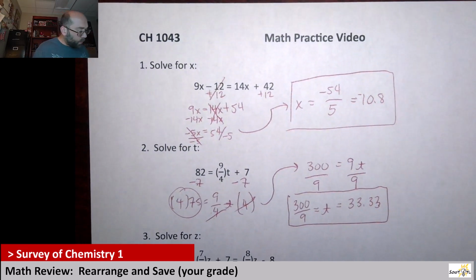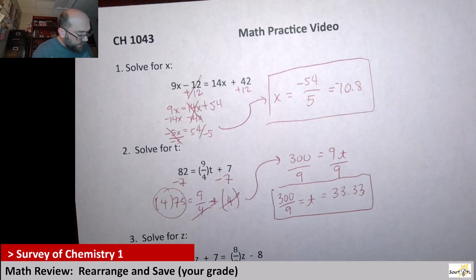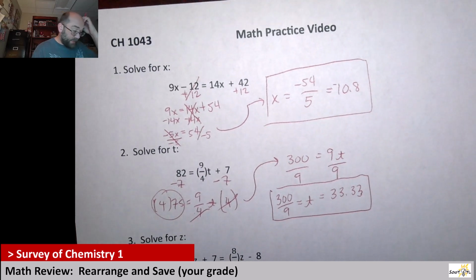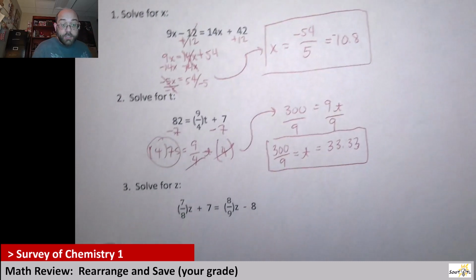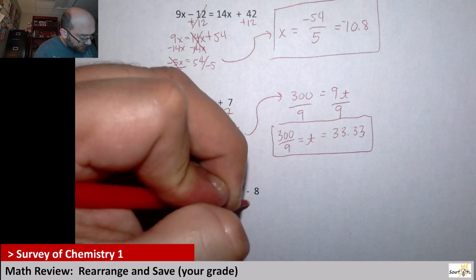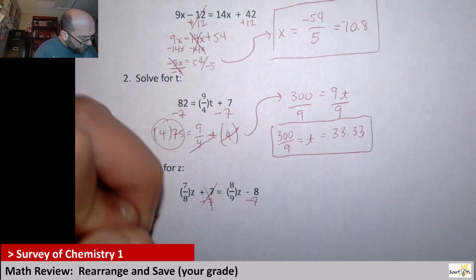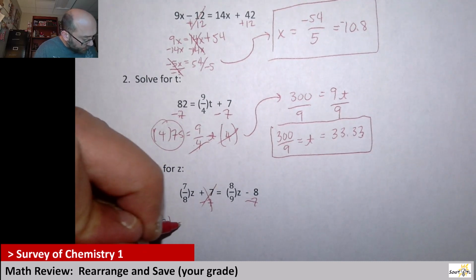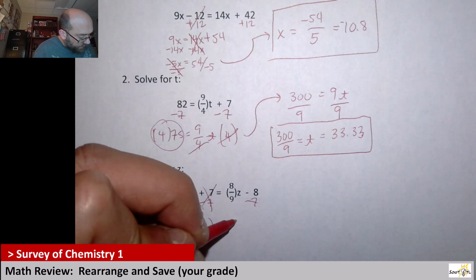Alright, next up, what do we got here? Ooh, we've got some fancy stuff. We've got 7/8z plus 7 is equal to 8/9z minus 8. I've got some multiplication, division, and some addition, subtraction. So for number 3 here, I'm going to go ahead and not divide. I'm going to subtract 7 from both sides. That'll cancel, and that'll give me 7/8 z is equal to 8/9 z minus 15.